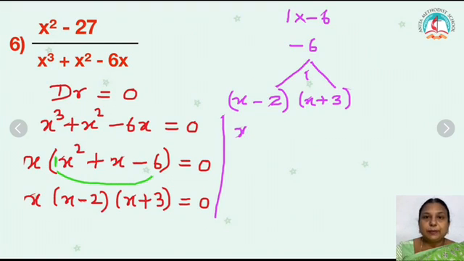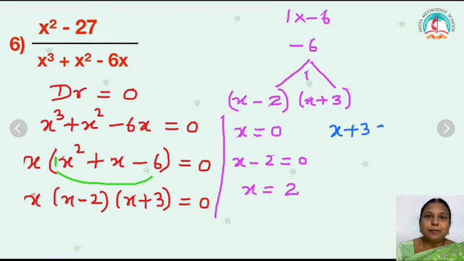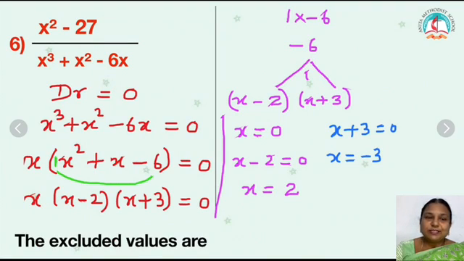Now I have to equate it to 0 and find the excluded values for this rational expression. So first, x is equal to 0. That is one value. Next, x minus 2 equal to 0. Minus 2 moves to the other side, it will become plus 2. Next, x plus 3 equal to 0. Plus 3 moves to the other side, it will become minus 3. So what are the excluded values, children? Yes, 0, 2 and minus 3 are the excluded values for this rational expression.